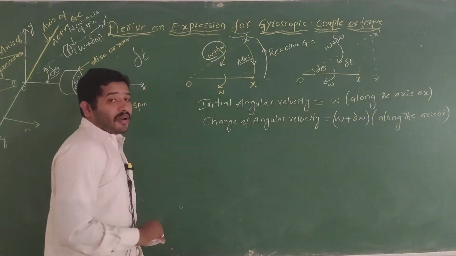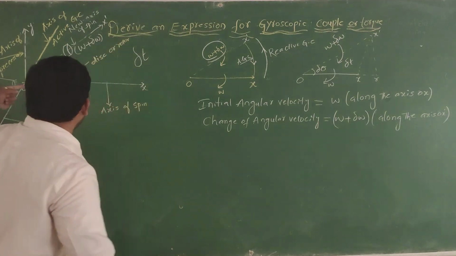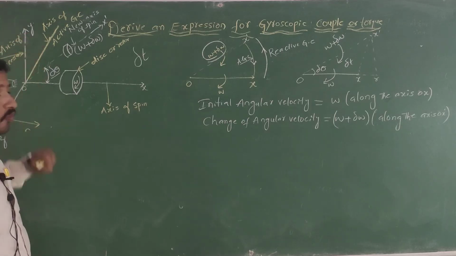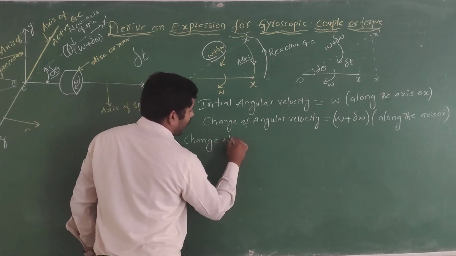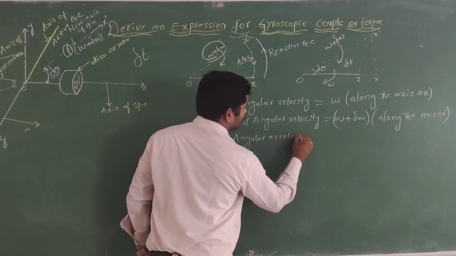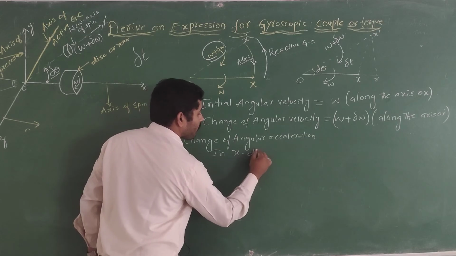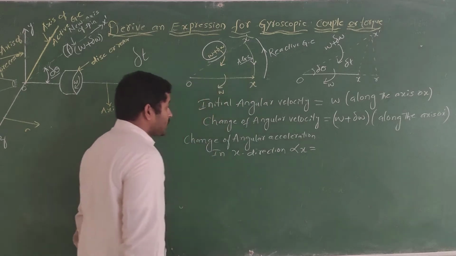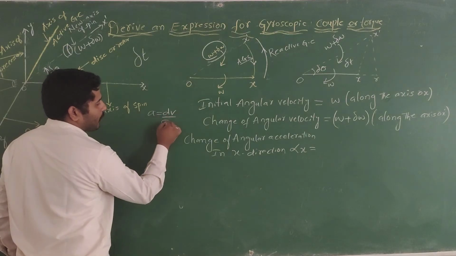Okay, and actually our intention is to find the change of angular acceleration, in which direction, dear? In the x direction, as well as the change of angular acceleration in the y direction. So the change of angular acceleration in the x direction: we represent alpha x is equal to, what is the formula of acceleration? The rate of change of velocity with respect to time, we know very well.